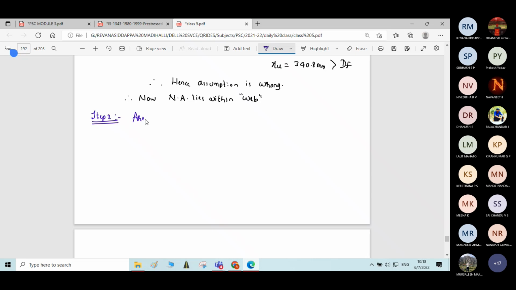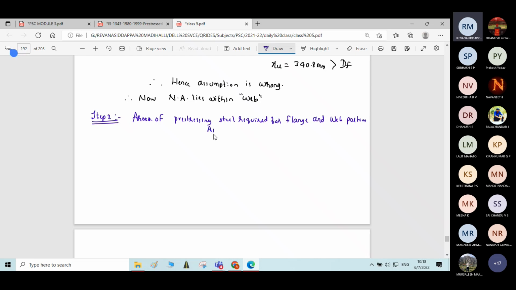Now in step 2, area of prestressing steel required for flange and web portion.